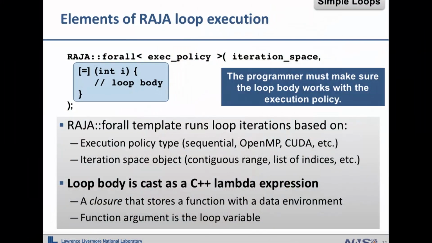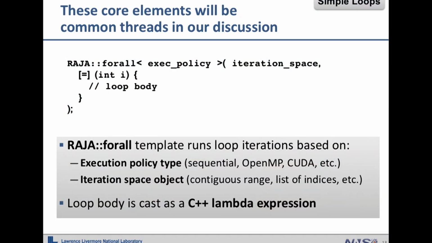The loop body is a lambda function. So it's this closure that has some function with a data environment, and the argument that we pass into the lambda function is always the loop variable. So like in this case, it would be the elements, the indices taken from whatever iteration space you're passing in. And these four pieces are going to come up again and again as we go through the tutorial.